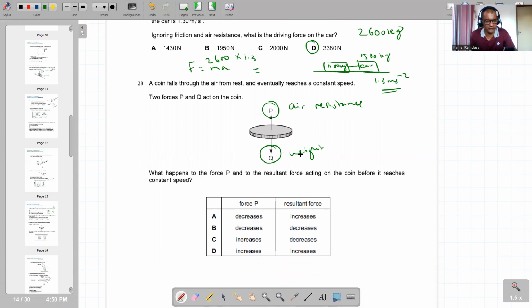No, this is the resultant force, sorry. This is the resultant force, which means weight minus air resistance. That means the air resistance will increase. It increases with increasing velocity, because we start from rest, initial velocity 0, then it gains velocity, and of course with increasing velocity, air resistance will increase, which means definitely P increases.